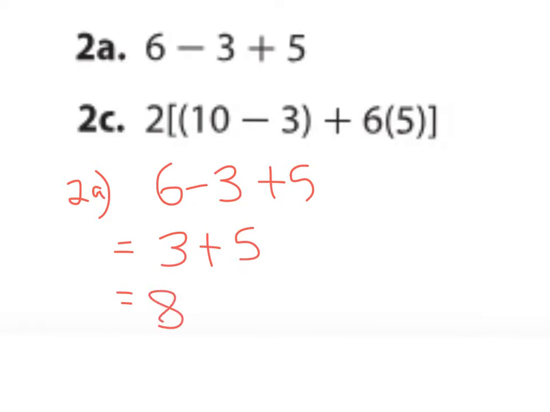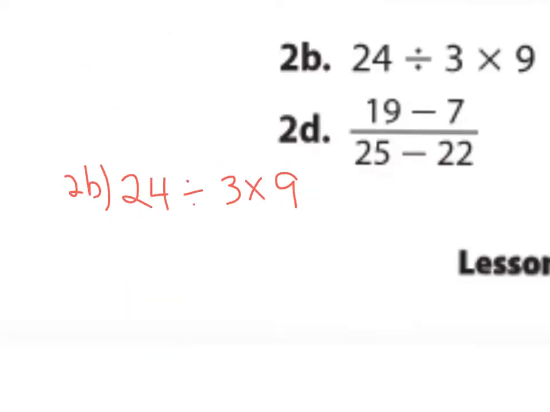Let's try 2b. We have division and multiplication. Again, these two can be interchangeable, and so we do them from left to right. And we have 24 divided by 3 is 8. Now bring down my 9 that I have here, right? And 8 times 9 is 72.